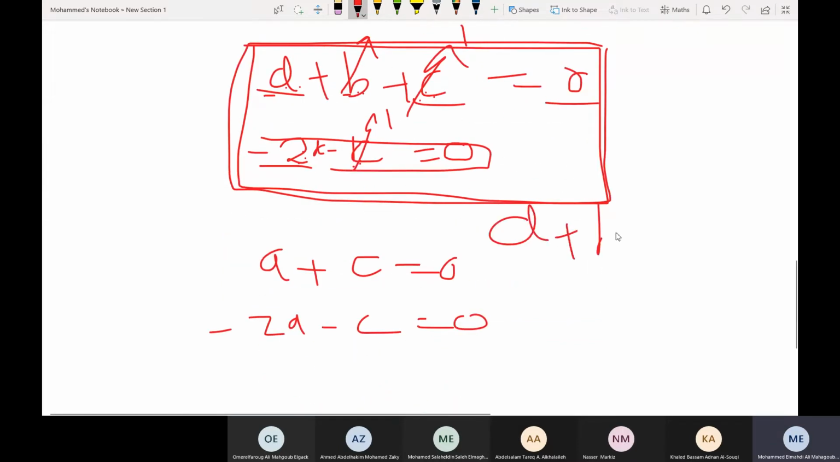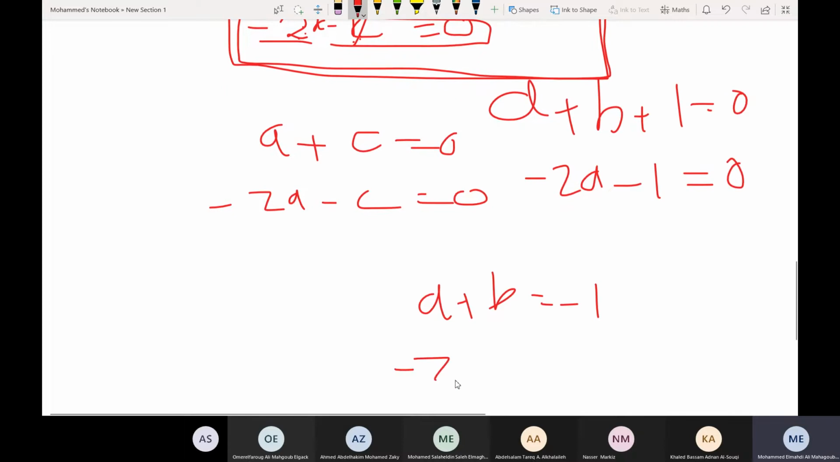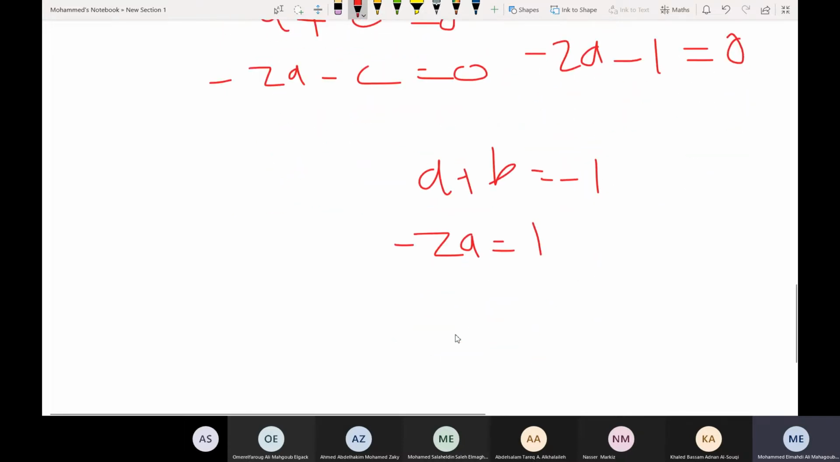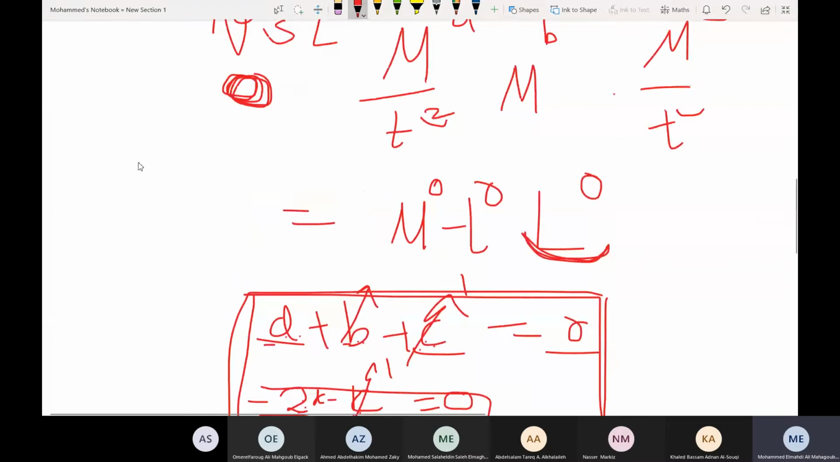Okay. So now A plus B plus one equal to zero, and minus two A minus one is equal to zero. So A plus B is equal to minus one, and then minus two A is equal to one. Okay, so A is equal to minus half, and then minus half plus B is equal to minus one. Okay, so B is minus half. Okay, so now let's rearrange it.